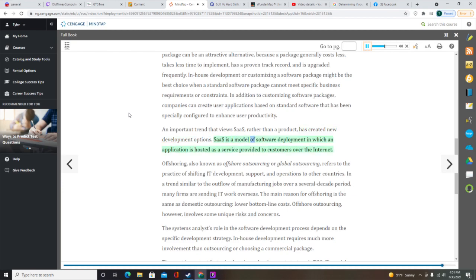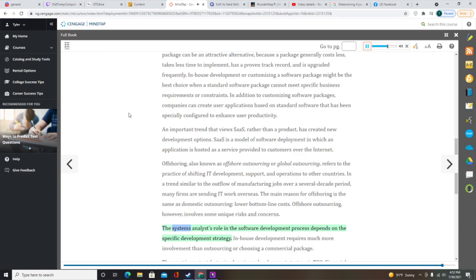SaaS is a model of software deployment in which an application is hosted as a service provided to customers over the Internet. Offshoring, also known as offshore outsourcing or global outsourcing, refers to the practice of shifting IT development, support, and operations to other countries. In a trend similar to the outflow of manufacturing jobs over a several-decade period, many firms are sending IT work overseas. The main reason for offshoring is the same as domestic outsourcing: lower bottom-line costs. Offshore outsourcing, however, involves some unique risks and concerns.